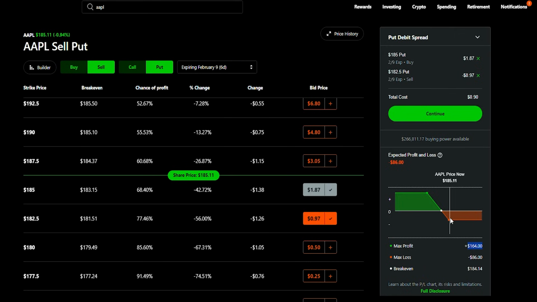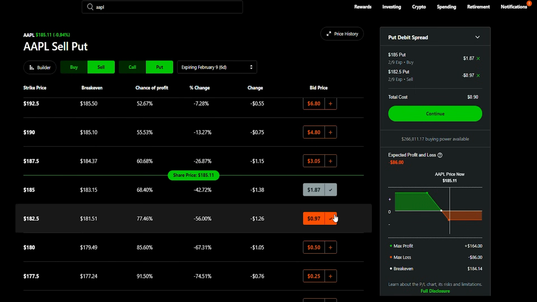What you need to happen is you need the stock to go lower. So currently the stock is at 185.11. Now what you need to happen is you need the stock to go down. Your break even is 184.14 in this example. Now to reach your maximum profit, you need the stock to go down to the lower of your strike price, which is 182.5. Then you will realize your full maximum profit. So here you can basically double your money because 2 times 86 is going to be 172. That's almost a 2x return.